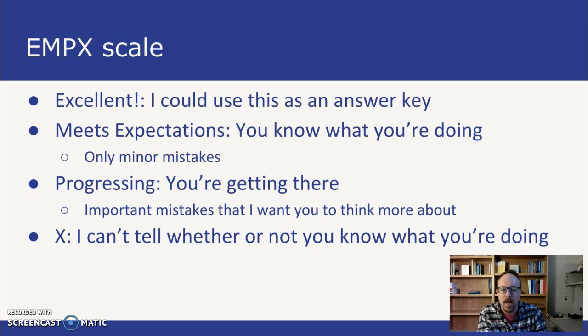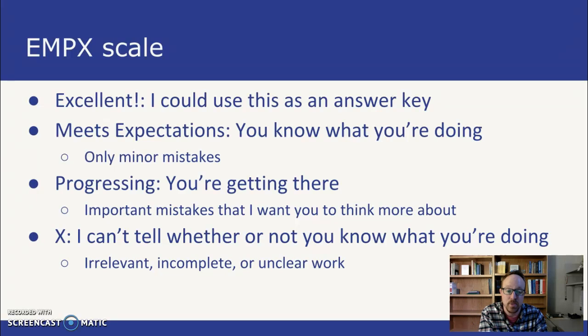And then finally, the X. I don't know exactly what the X stands for, but the idea is that I don't have enough information to tell whether or not you know what you're doing yet, and so I can't give you a more meaningful piece of feedback. So this is what I use when your work is substantially incomplete, like more than half of it is missing, or when it's just so unclear that I can't make heads or tails of what you're doing.